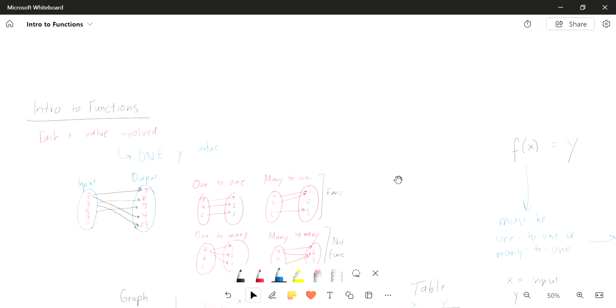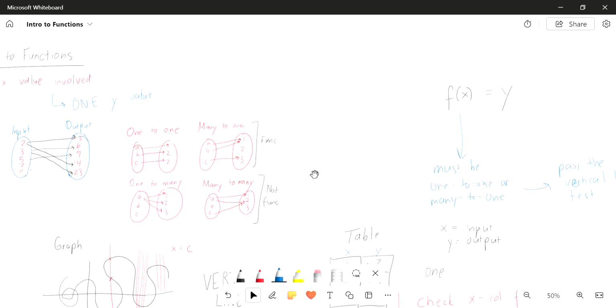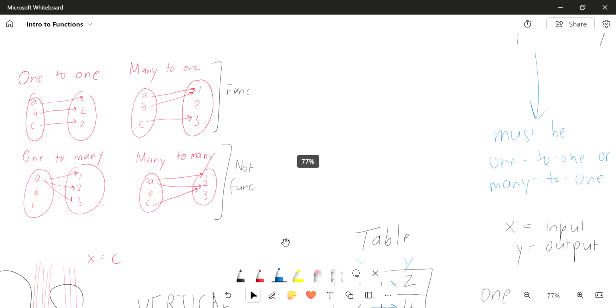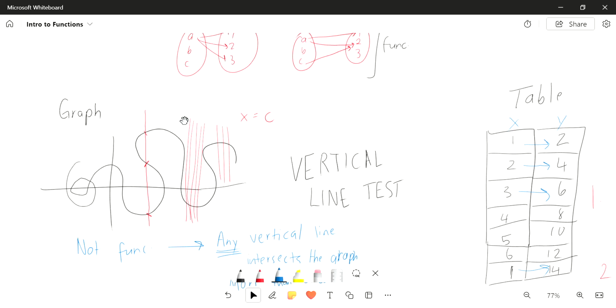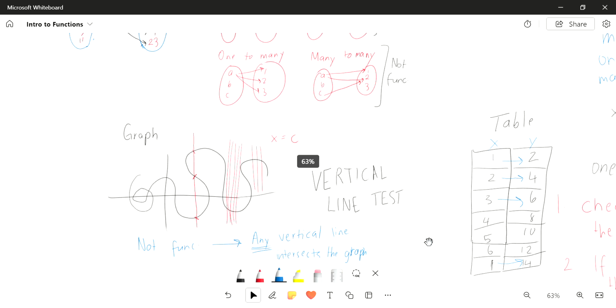So to keep it concise and not go on irrelevant tangents too much, every x value involved has to have one y value. Every input has only one output. Multiple inputs can have the same output, and that's still a function. But one input can't have multiple outputs. That's not a function. And graphically speaking, if you're looking at the graph, you have to be able to draw a vertical line everywhere, and if it only intersects once, it's a function. Or if you draw a vertical line anywhere and it intersects more than once, it's not a function.